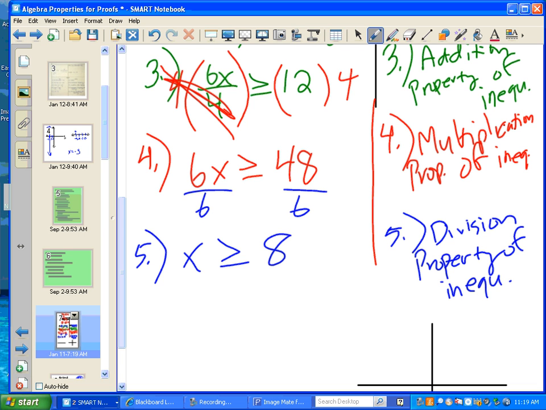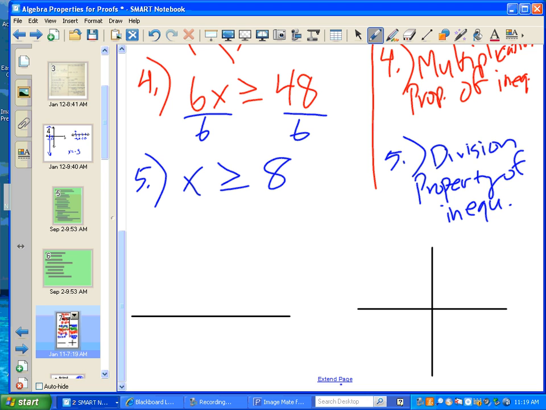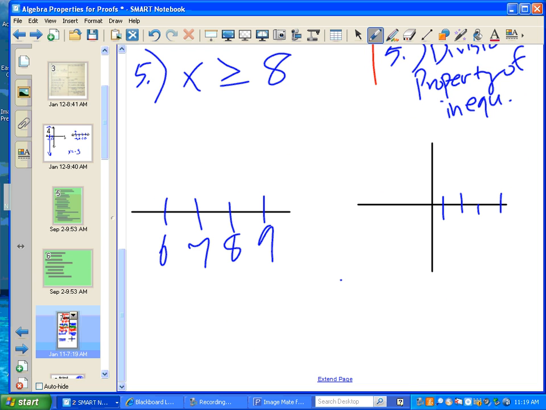Okay, let's illustrate it on the number line. Okay, so greater than or equal to, Lauren, do we have an open or closed circle if it's greater than or equal to? Greater than or equal to? You okay? You know why? Do you remember why it's closed?